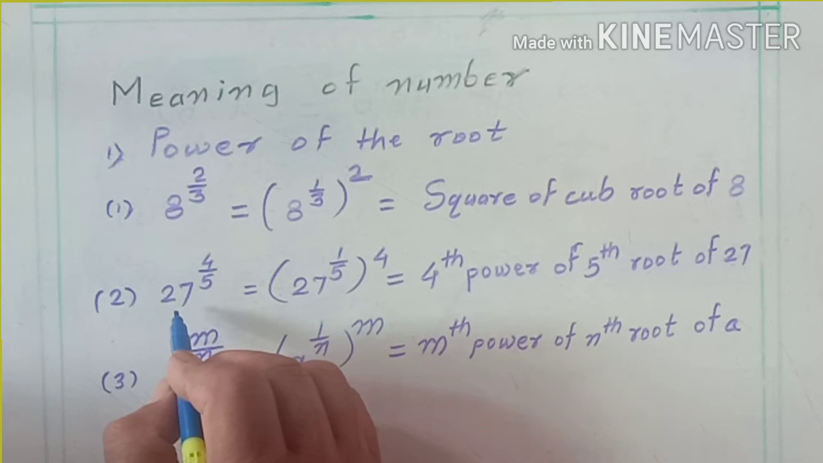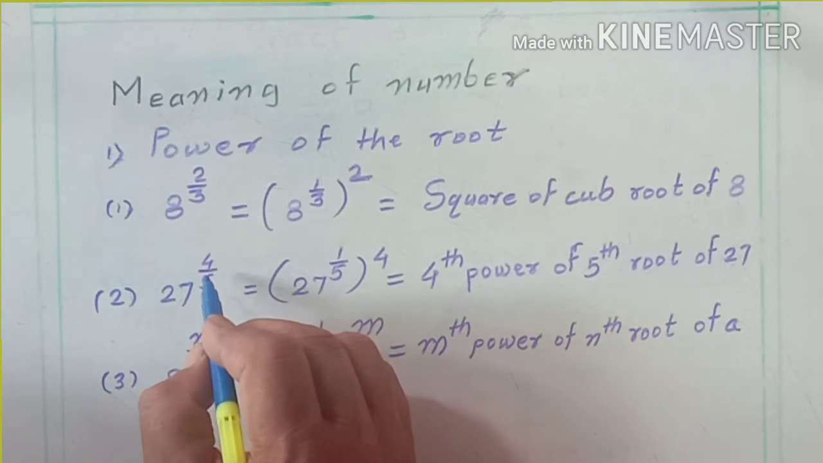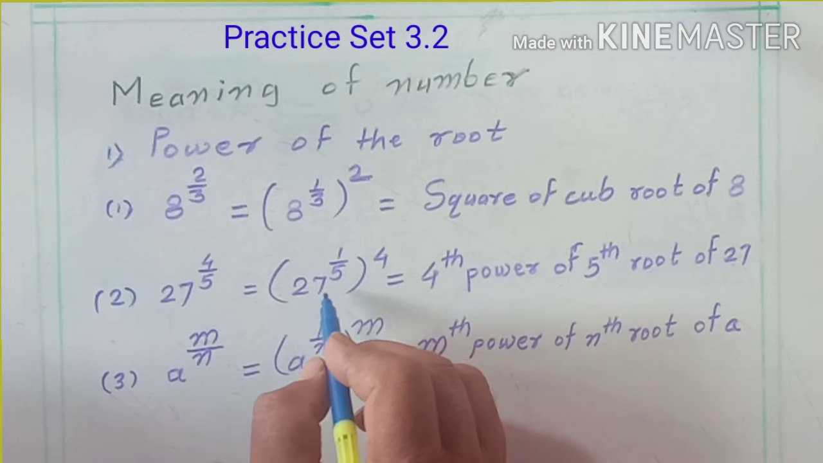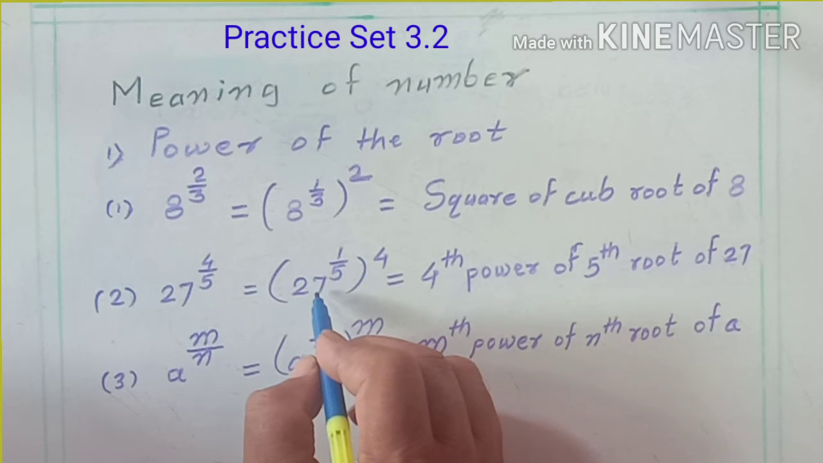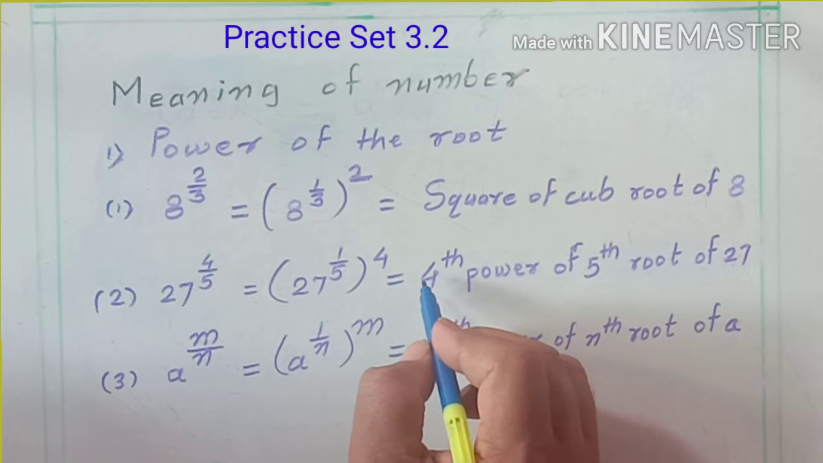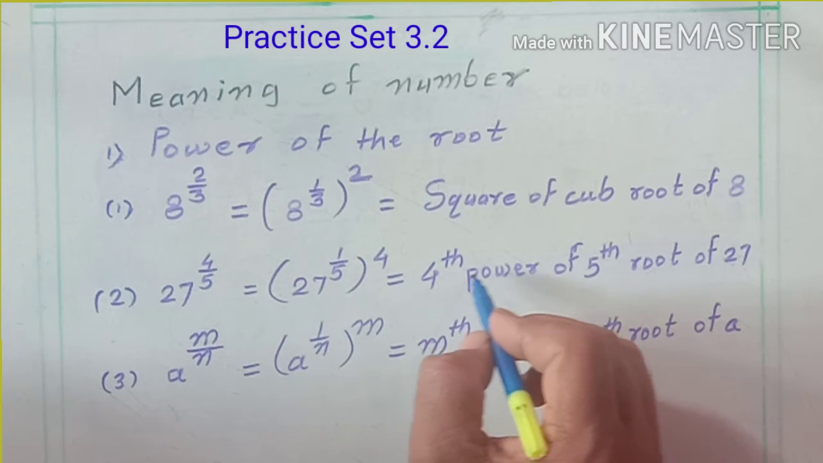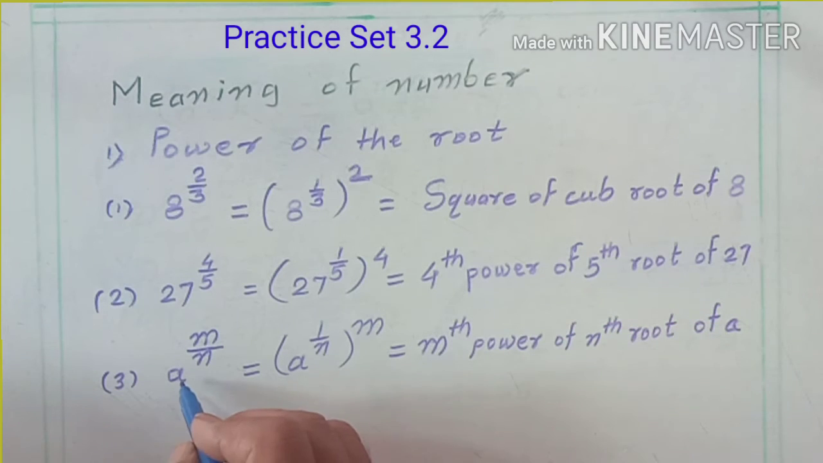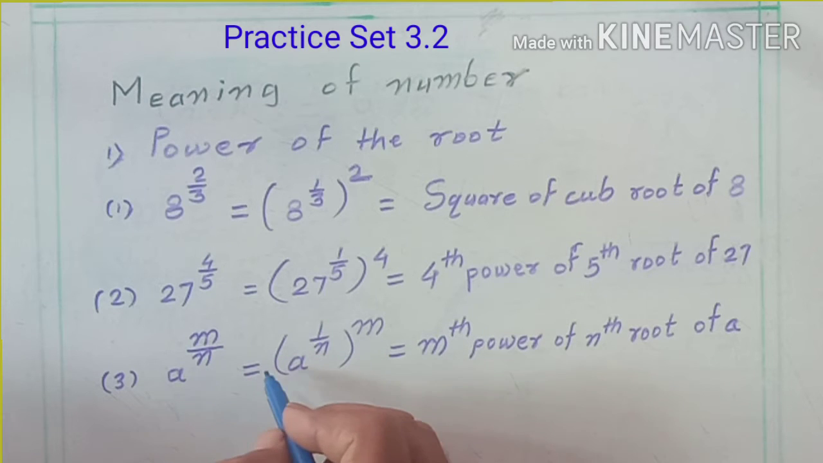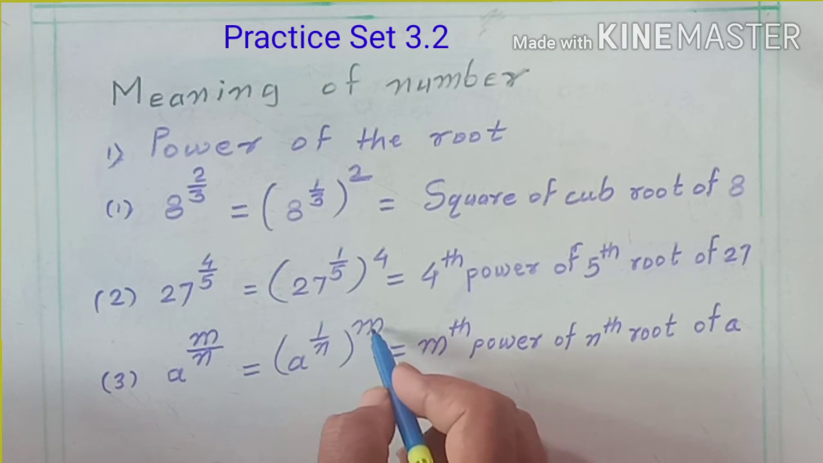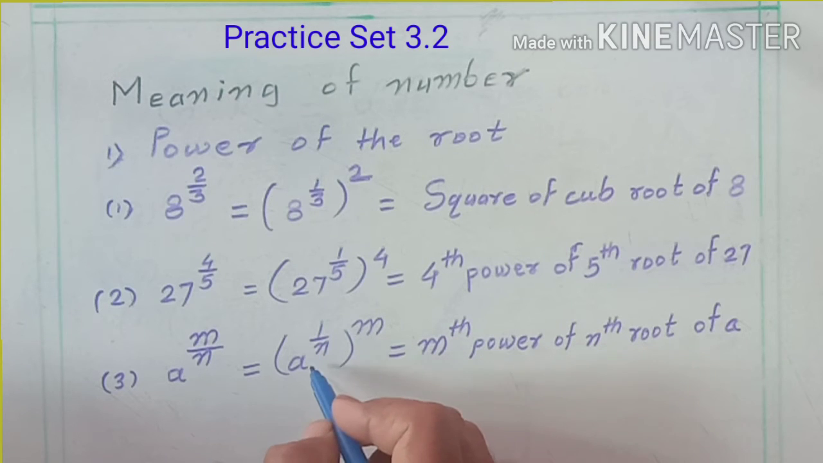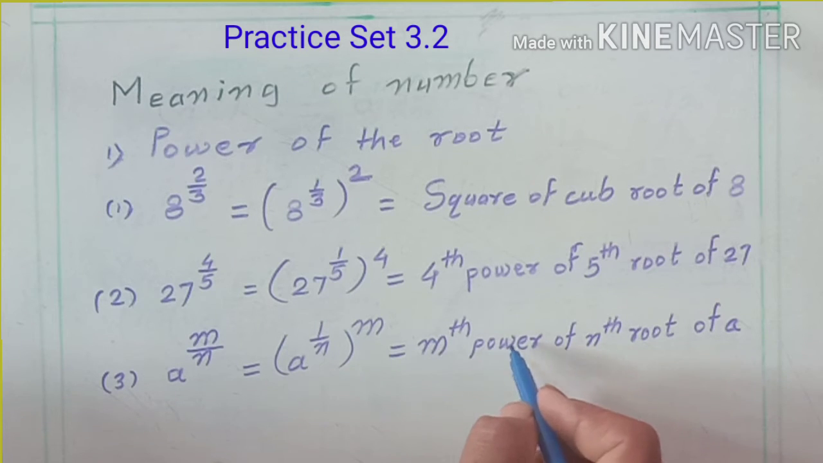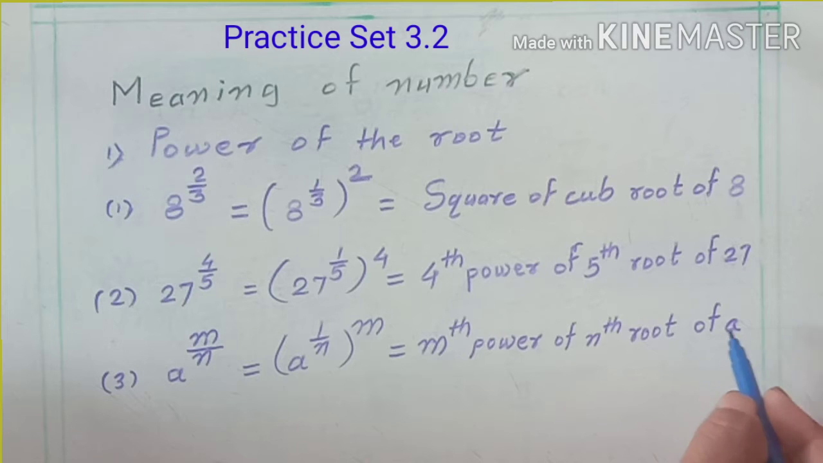Example number 2: 27 raised to 4 upon 5 is equal to fourth power of fifth root of 27. Third, a raised to m upon n is equal to mth power of nth root of a. This is how it is written and read.